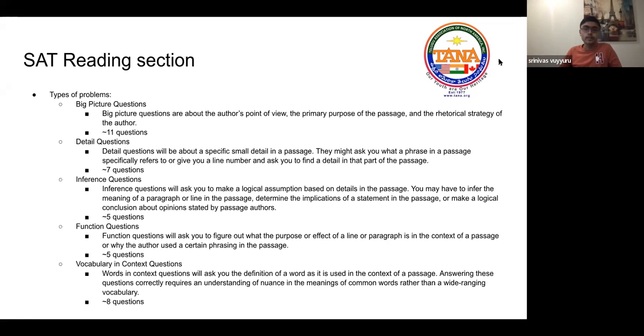So for vocabulary and context questions, they'll ask you about the definition of a word as it's used in the context of a passage. So the words that they use in the passage will be asking you to think about the nuance of the word, rather than you needing to know some obscure word that isn't really used in regular readings.